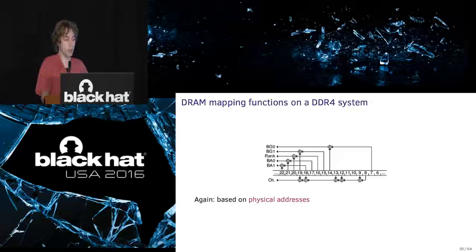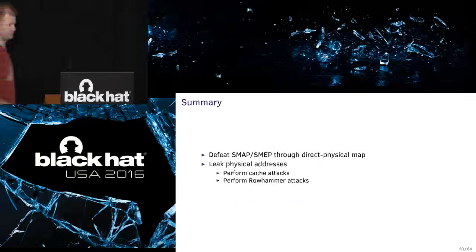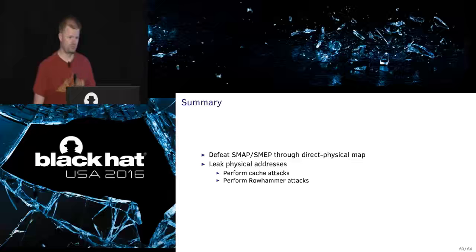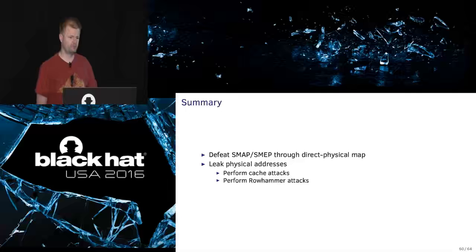We have reverse engineered the mappings from physical addresses to the actual channel, rank and bank. And this is also a Usenix paper this year. We need the physical addresses then to compute where we want to hammer. OK. So just to summarize, with a direct physical map, we're able to defeat SMAP and SMEP. And we're able to leak physical addresses. And with these physical addresses, we're able to perform other attacks, specifically cache attacks and rowhammer attacks.